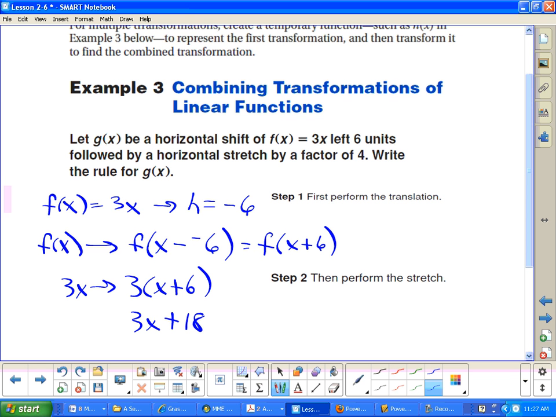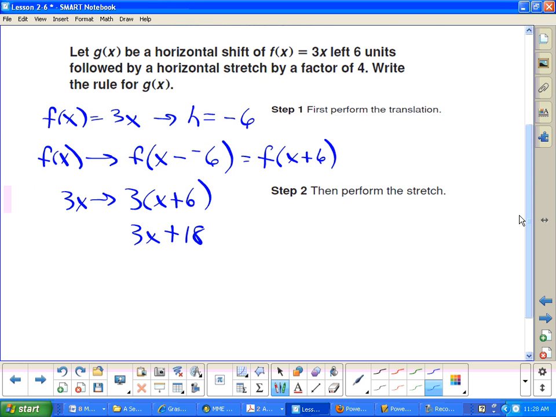So identify what it is, A, B, H, or K, or if we're doing reflections. Then it says, followed by a horizontal stretch by a factor of 4. So we do the first thing, shift it to the left 6.